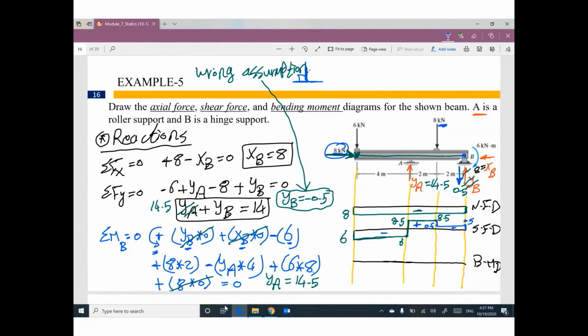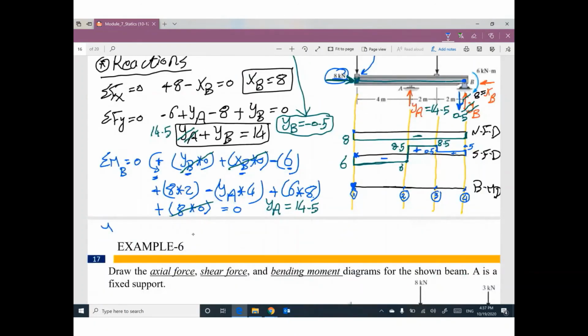For bending moment diagram, I'm gonna start from left. For normal, we started from left. For shear, we started from left. For moment, we started from left. This side or this point is a free end. We don't have any moment. We don't have any fixed support. So your moment here will be 0 at point number 1. We are looking for moment at point number 2, moment at point number 3, moment at point number 4. Let's start. Moment at point number 2.